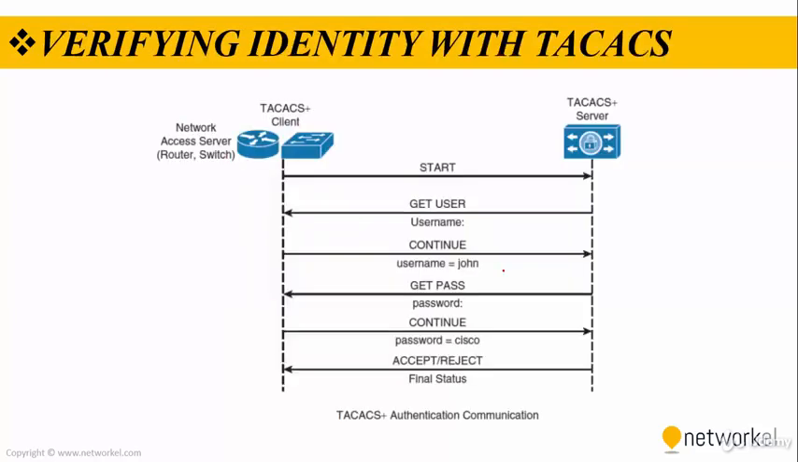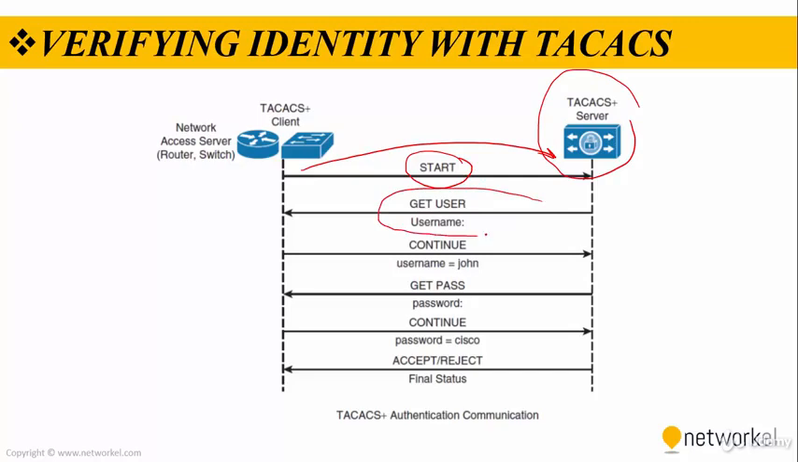Let's see how we can verify identity with TACACS then. The first message going from the client to the server is the start message. The TACACS server gets the start message and sends a get user message back to the client and demands the username. The TACACS client sends the continue message and sends the username parameter to the TACACS server.